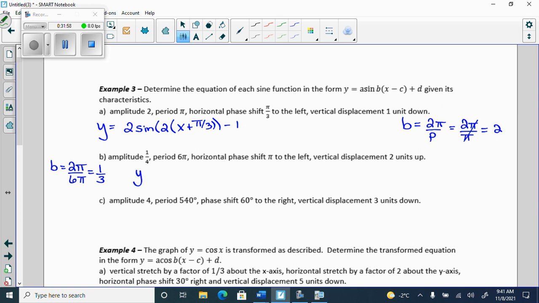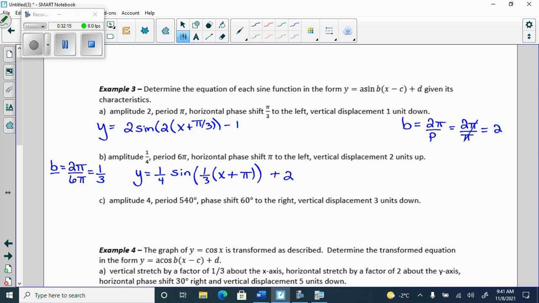So we're going to get y equals a quarter sine a third. Not flipping it because B is a third. So I take this and put it for B. X plus pi because it's to the left. And then 2 up, plus 2.